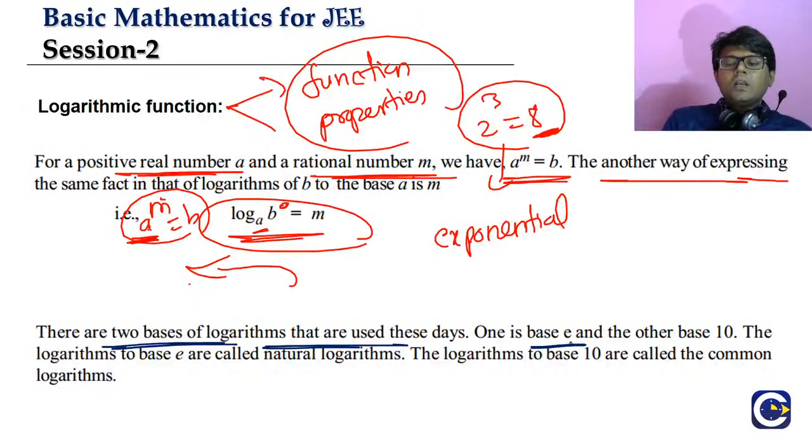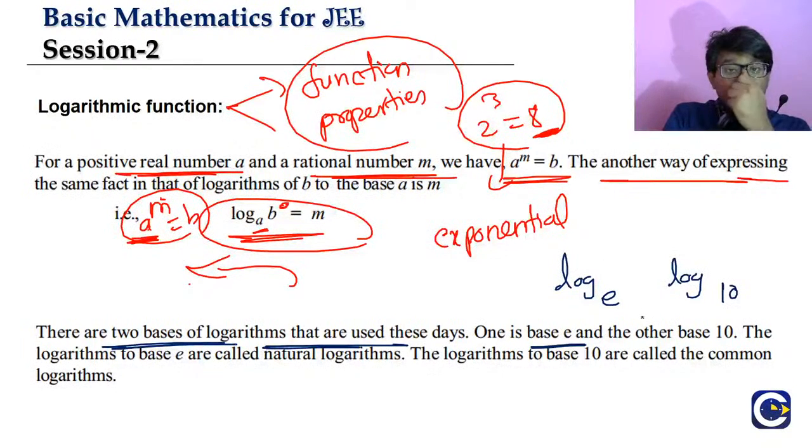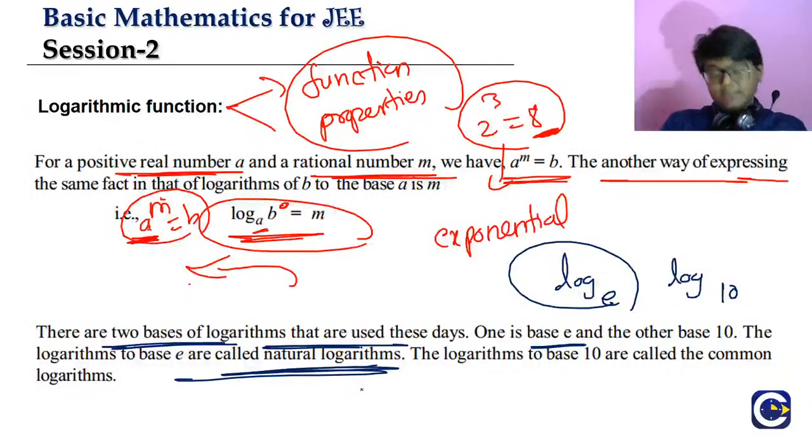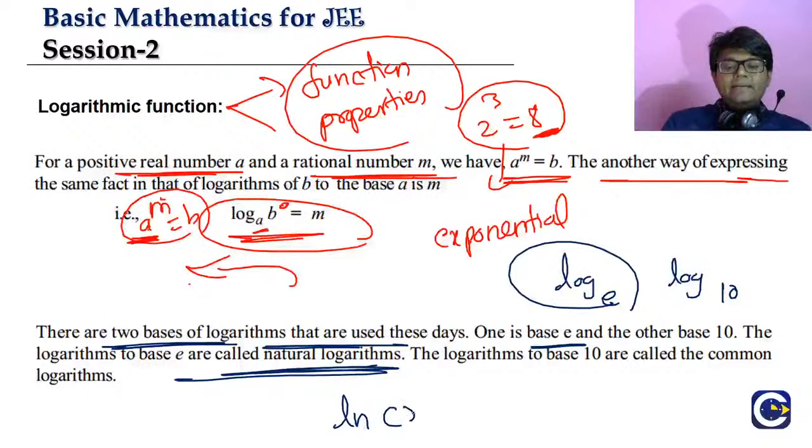One is the logarithmic function with base E. Remember the logarithmic series that we discussed. There also we put the base value as what? E. What is this E? Exponential constant. We have logarithms with base E. And the other type of logarithm is the one that will have base 10. So the logarithms with base E are called natural logarithms. Logarithms with base E are called as what? Natural logarithms. We will also represent it as ln.